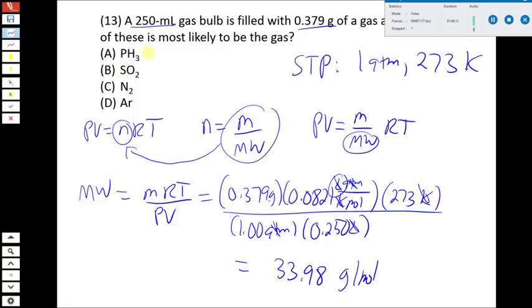So if we do quick, rough calculations of molar masses, PH3 is 34, 31 plus 3. SO2 is 64, 32 plus 2 times 16 is 64. N2 is 28. And argon, just straight off the periodic table, is 40. So these are just the approximate molar masses of these four gases. The one that matches most closely is choice A, PH3. So this gas would be PH3.